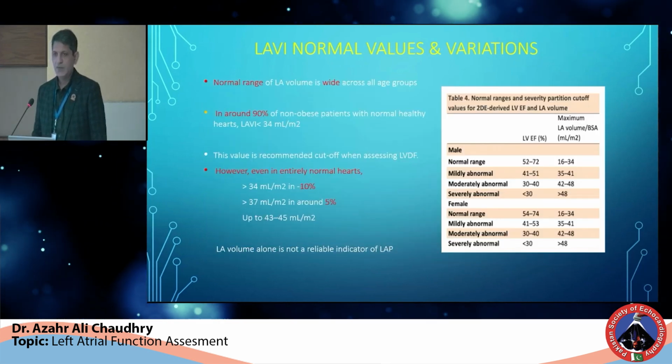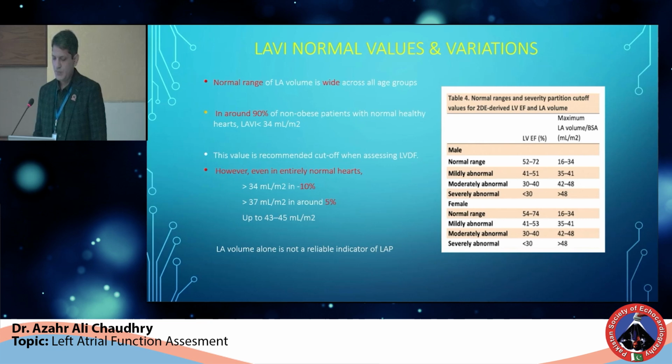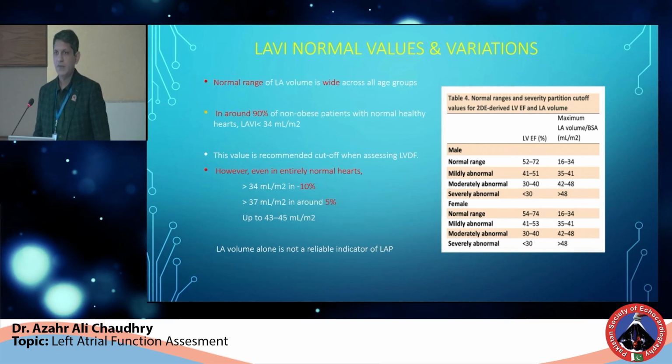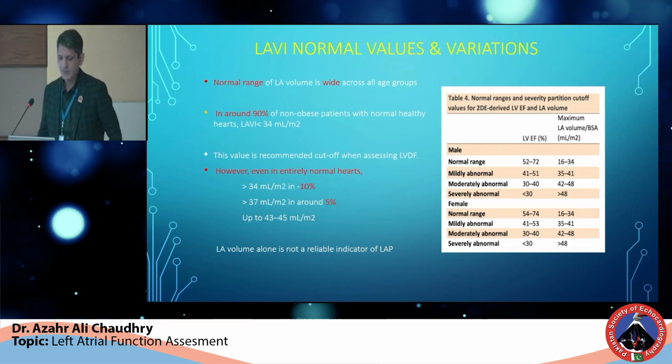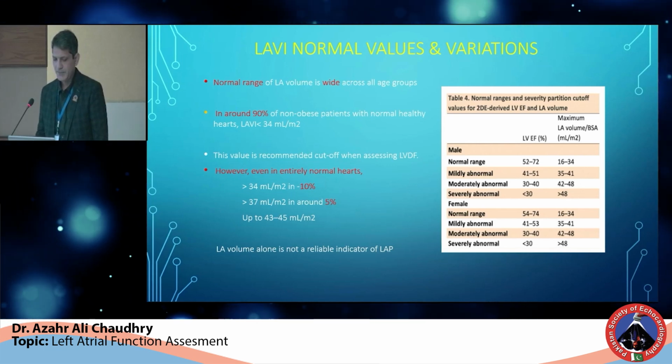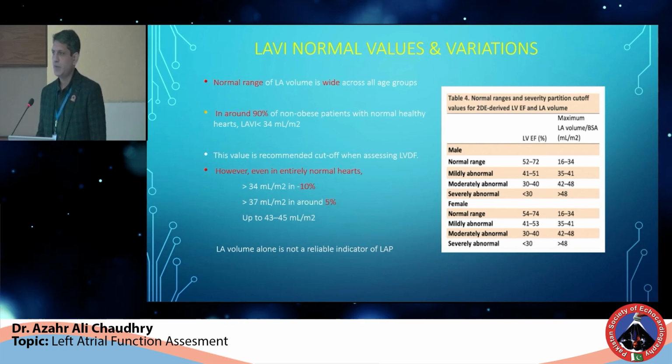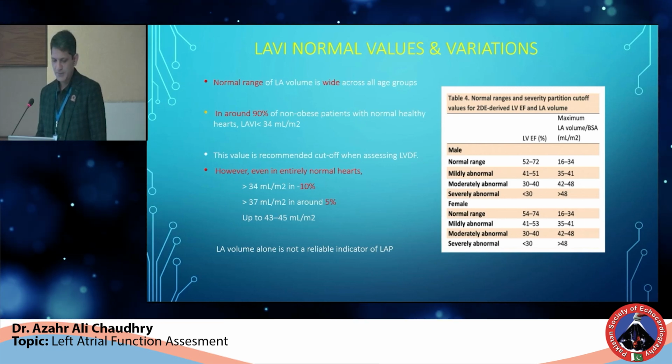Normal range of the LA volume is wide across the age groups. In 90% of the people, the normal left atrial volume index is less than 34 ml per meter square. This is the value which is recommended to assess the left ventricular diastolic dysfunction in all the guidelines.